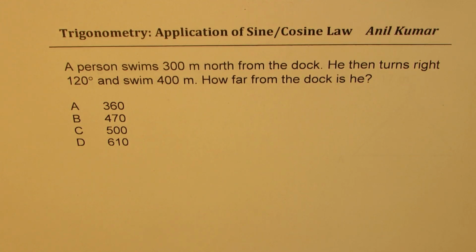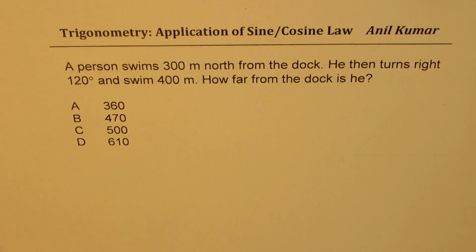The very first question here is just before you, which is a person swims 300 meters north from the dock. He then turns right 120 degrees and swims 400 meters. How far from the dock is he? Four options are given to you. So I'd like you to pause the video, answer this question. Let me also share the other two questions before we get into their solutions.